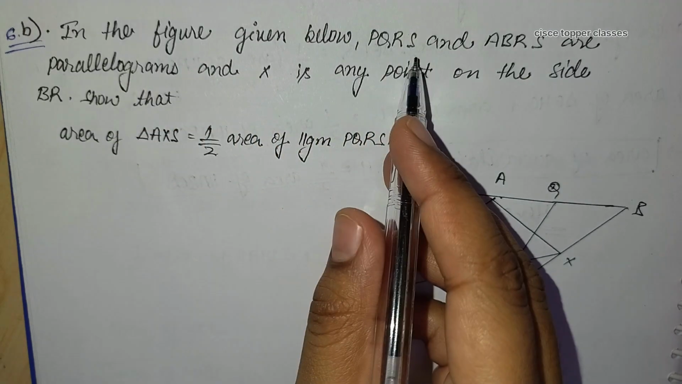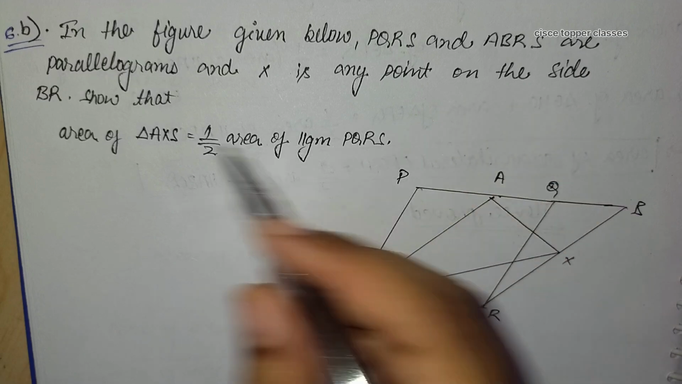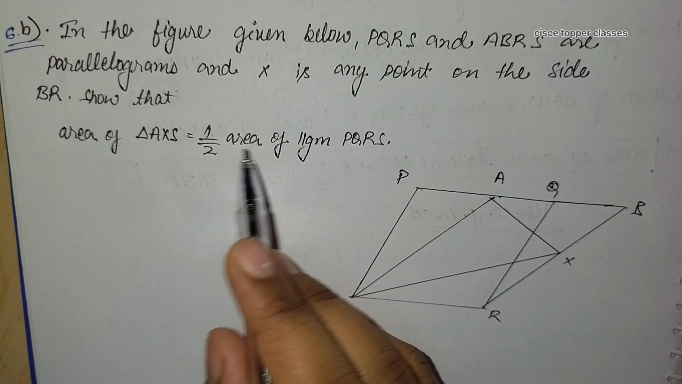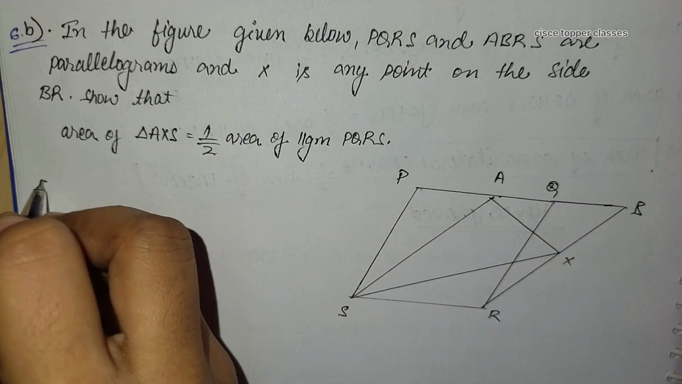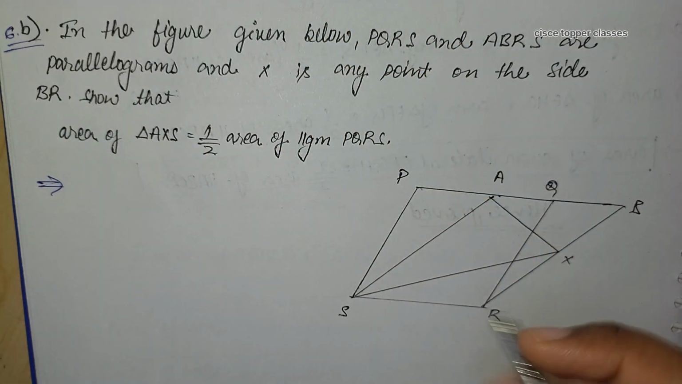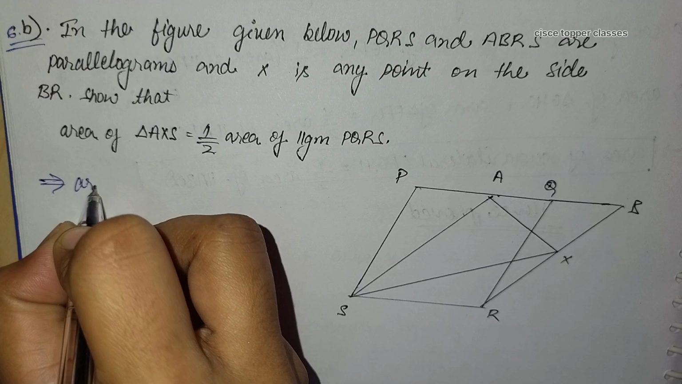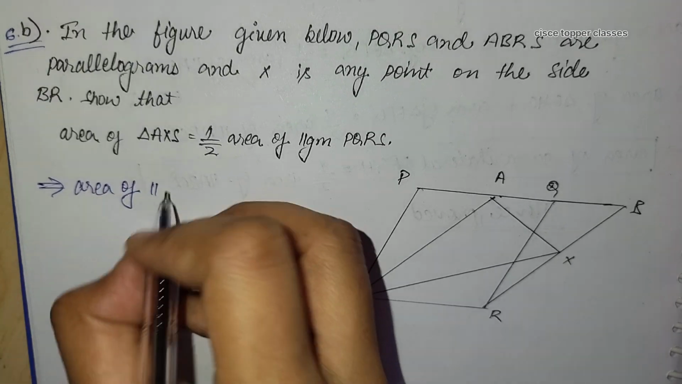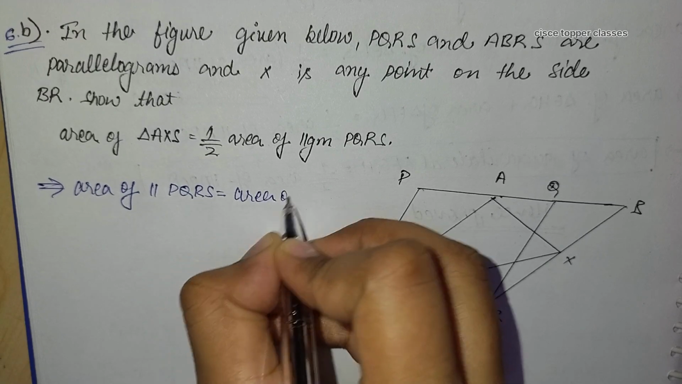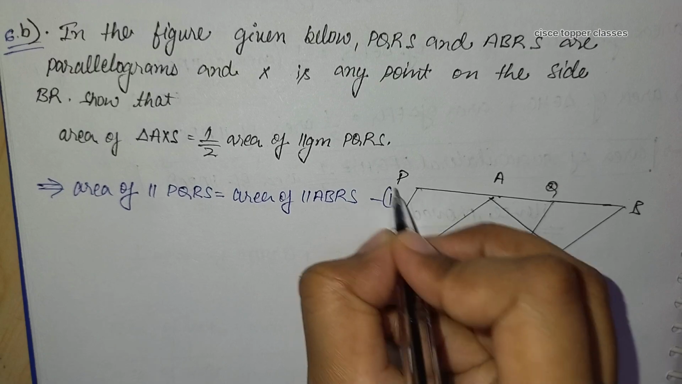In the figure given below, PQRS and ABRS are parallelograms and X is any point on the side BR, then show that area of triangle AXS is equal to half of area of parallelogram PQRS. So here we can write, because these two parallelograms PQRS and ABRS are on the same base and between the same parallel lines, so we can simply say that area of parallelogram PQRS is equal to area of parallelogram ABRS by theorem. So put it as the first equation here.